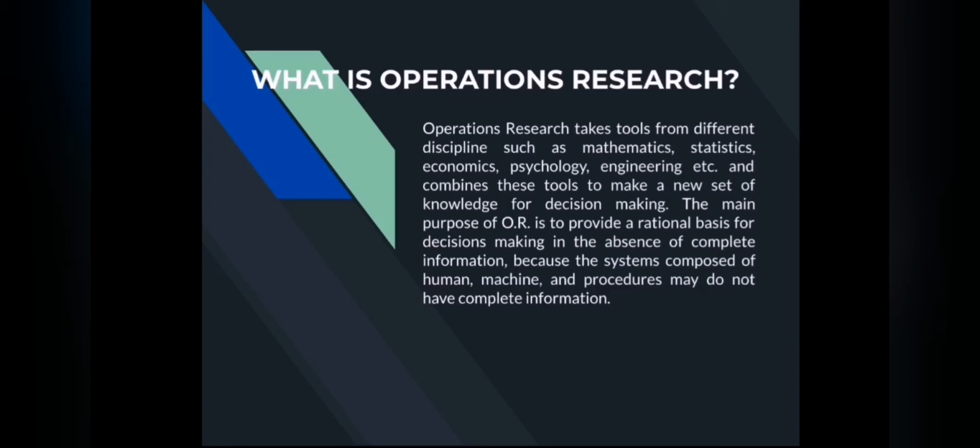The main purpose of OR is to provide a rational basis for decision making in the absence of complete information. Because the systems composed of human, machine, and procedures may not have complete information all the time. This is where we have to account for errors or issues, and it is acceptable that in any type of operations or field, there will always be errors. What we need to ensure is how we will adopt and anticipate any solutions for the said issues and errors.